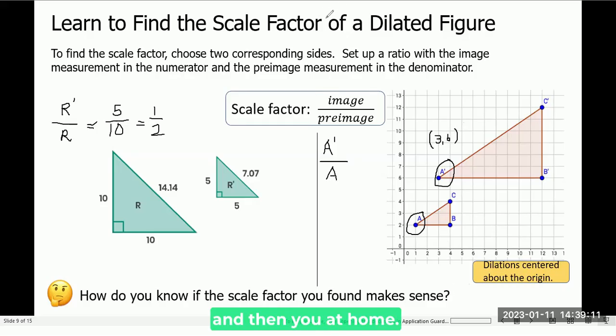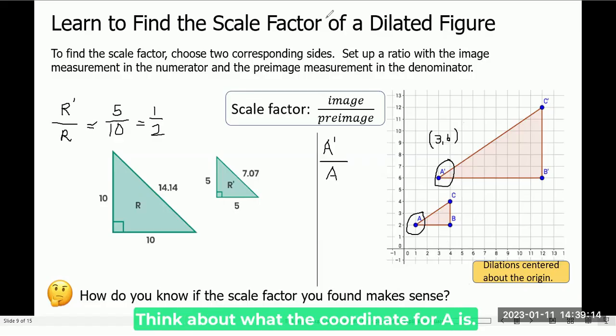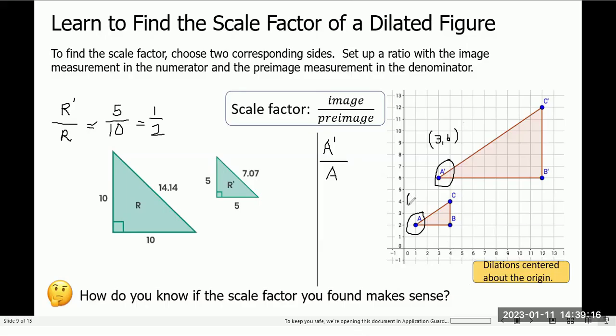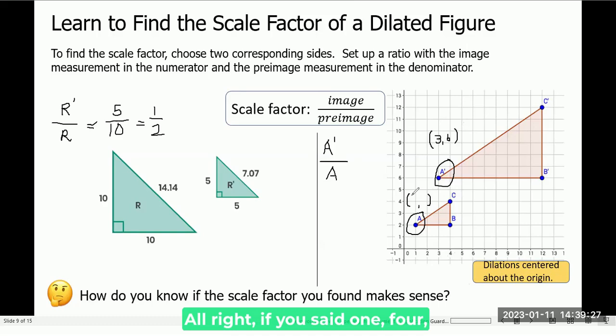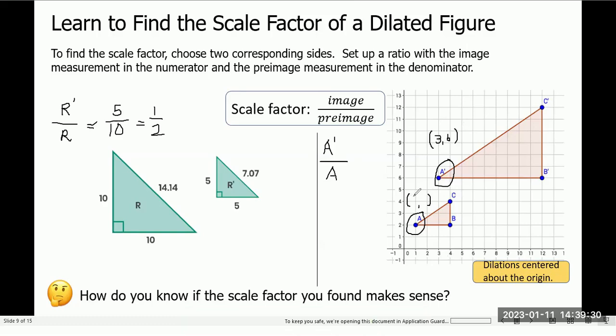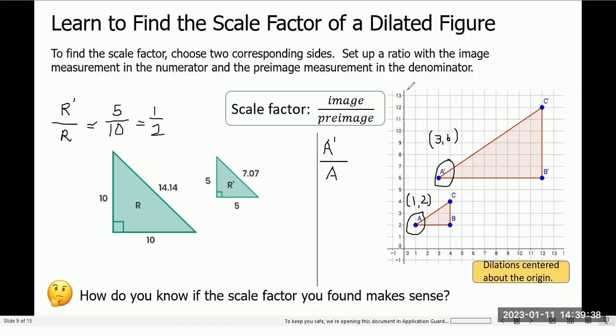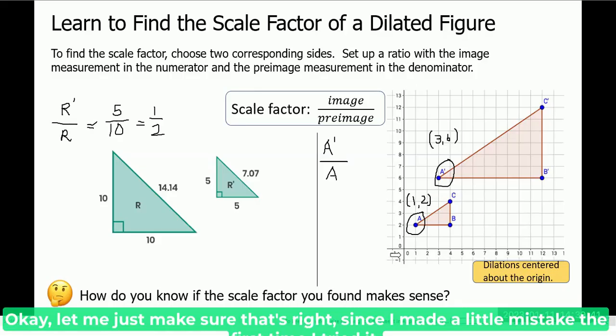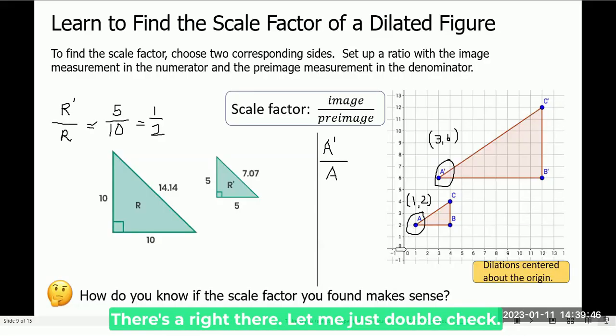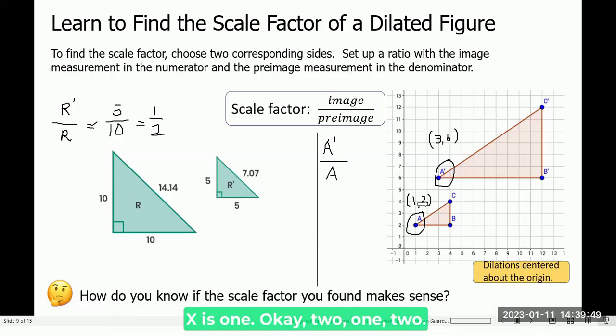Okay, and then you at home think about what the coordinate for A is. All right, if you said 1, 4, you are correct. No, 1, 2. I went to the line up here. Sorry. Okay, let me just make sure that's right since I made a little mistake the first time I tried it. There's A right there. Let me just double check. X is 1. Okay, 2. Yep, 1, 2. Very good.